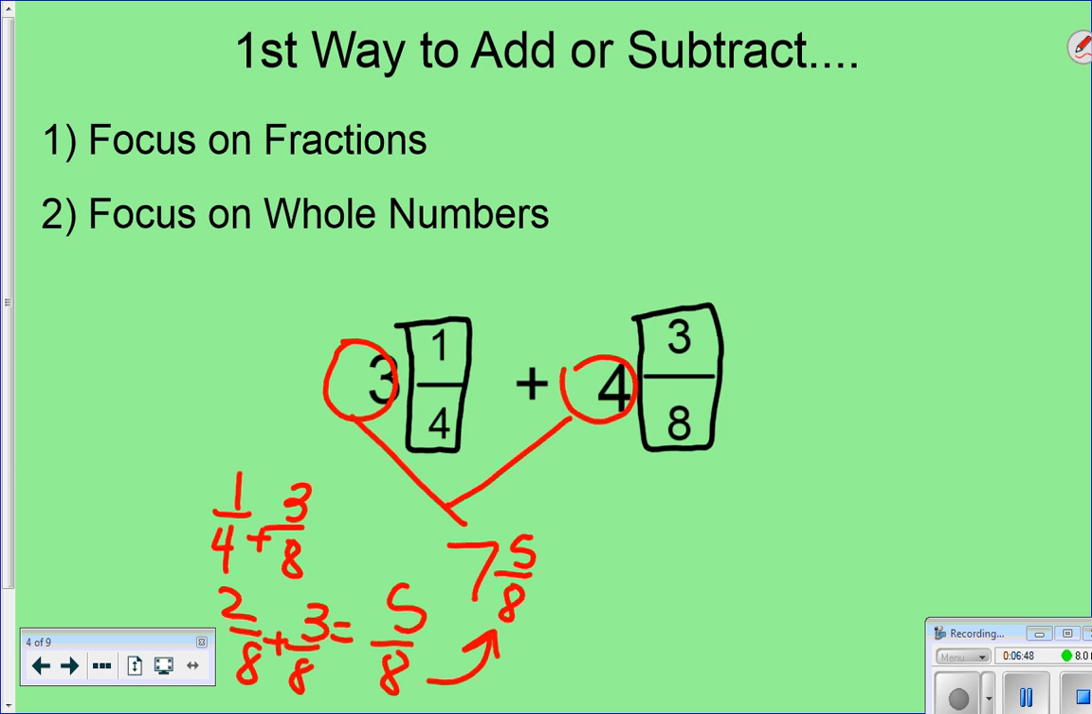Okay? Does that look familiar to anybody? Did you do that a little last year? Maybe not. Maybe you changed them all to improper fractions, and that's fine. That's the next way I'm going to show you. Does anybody still need this slide? You do whatever way you feel the most comfortable with. Does not matter to me.